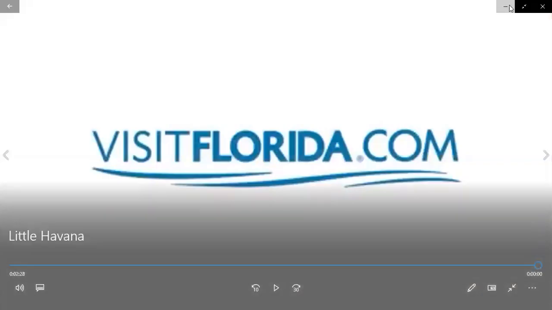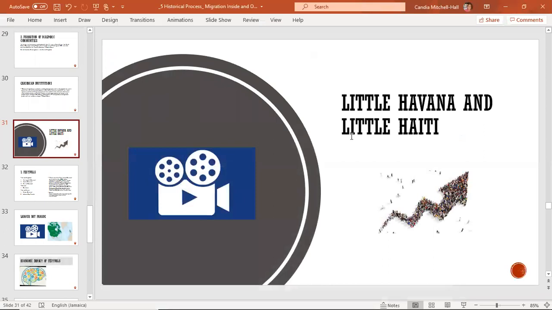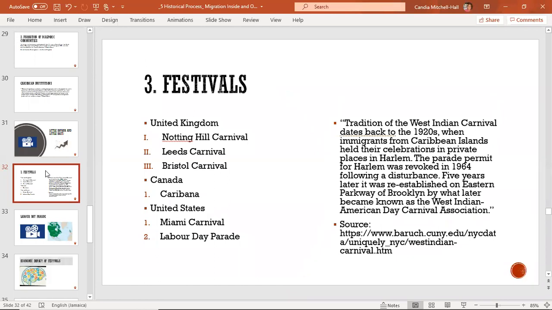All right. So these are two diasporic communities that were actually formed: Little Haiti and Little Havana. We have seen that we have formed not only in Miami, but also in Brooklyn. There are strong Caribbean communities in Brooklyn. Festivals. We have also contributed significantly to festivals. We have brought our own style of partying to these places.